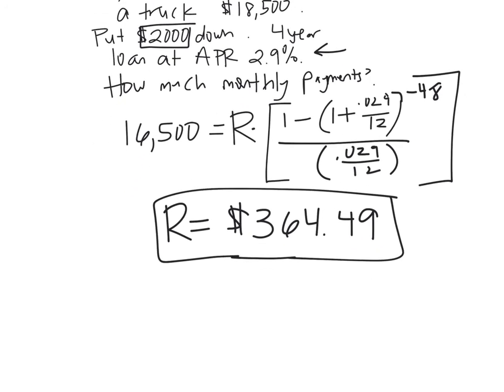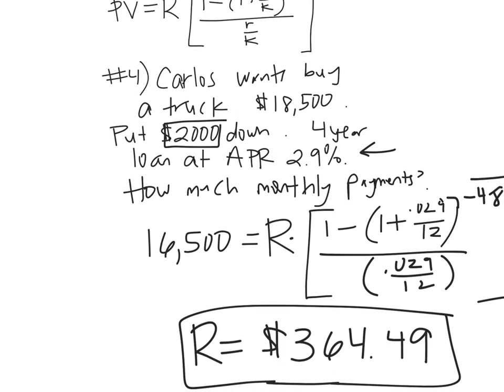It's good. Okay. If he's going to pay $364.49 each month for 4 years, he's going to pay $17,495.52. He already paid $2,000, so he's actually going to pay $19,495 on a truck that was $18,500. That's not that bad. Okay, that's not too bad. You get that?